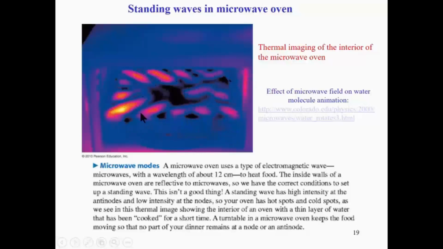And this is a real infrared picture of the standing wave formation from the microwave. You can clearly see the hot and cold spots, right? And that's why a microwave has a turntable, right? Because otherwise, one spot will always be cold, one spot will always be hot, because of the standing wave formation.